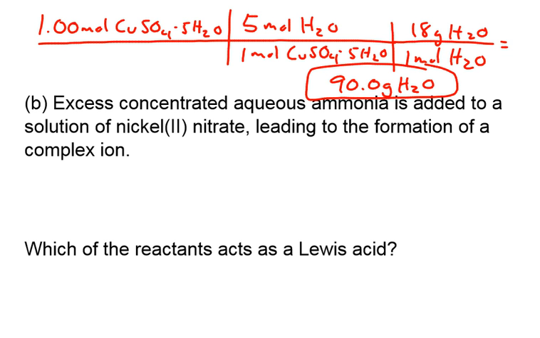Excess concentrated aqueous ammonia is added to a solution of nickel(II) nitrate, leading to the formation of a complex ion. Yes. All right. Technically these are supposed to be net ionic. We'll talk about that in a second. Okay, so concentrated ammonia is added to a solution of nickel(II) nitrate.